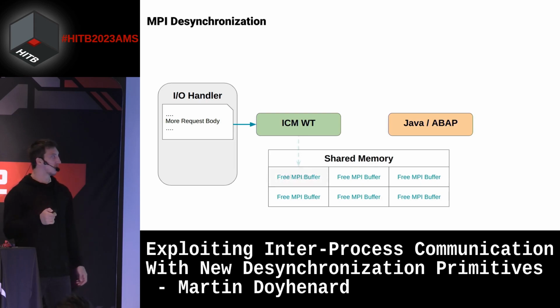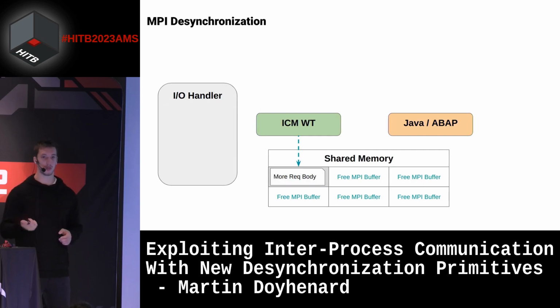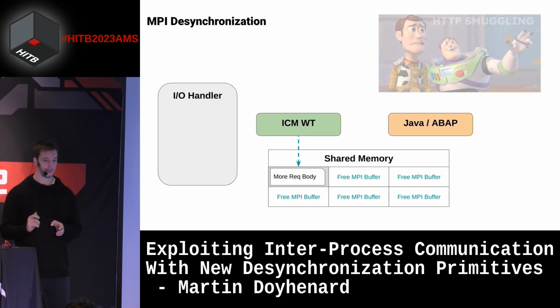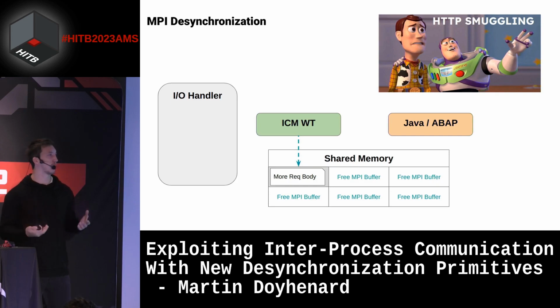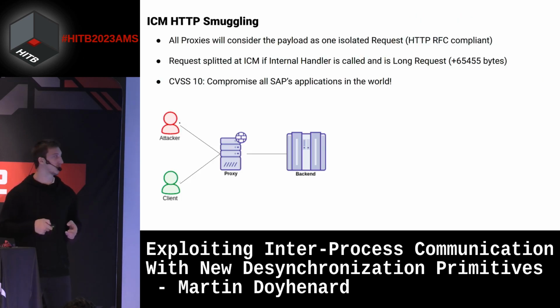So now the worker thread will read from the socket and will use the rest of the request as a new request. Okay, so it will use all the body as if it was another isolated request. And if you know something about HTTP smuggling or HTTP desynchronization, then you know this is a vulnerability. And this is because the ICM is splitting a request while other proxies will not.